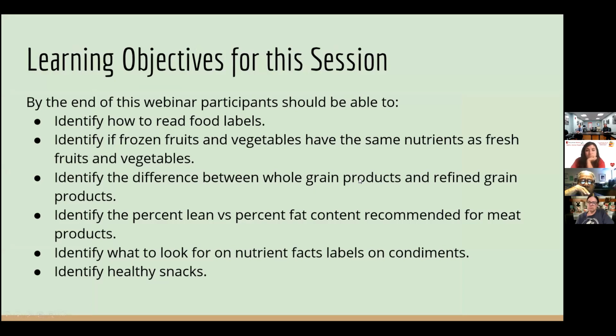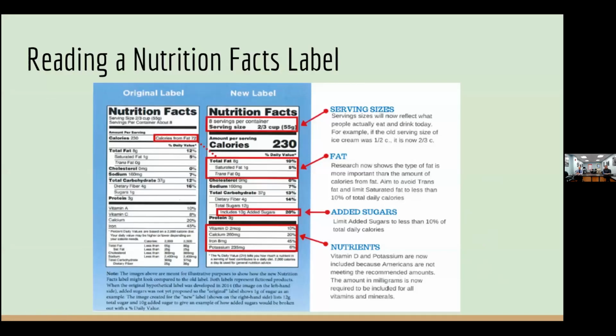First, we're going to identify how to read nutrition food labels, identify frozen fruits and vegetables that have the same nutrients as fresh fruits and vegetables, and identify the difference between whole grain products and refined grain products. We'll identify the percent lean versus percent fat content recommended for meat products, identify what to look for on nutrition fact labels and condiments, and also identify some nice healthy snacks for you. So thanks for joining us for this presentation.